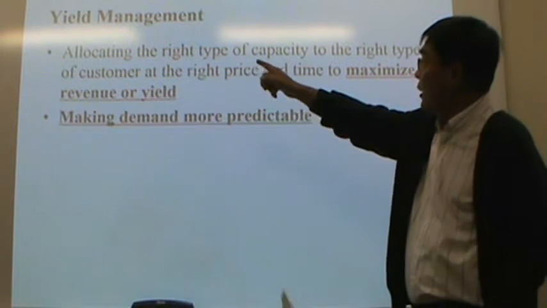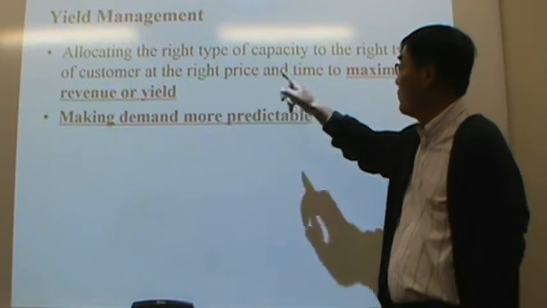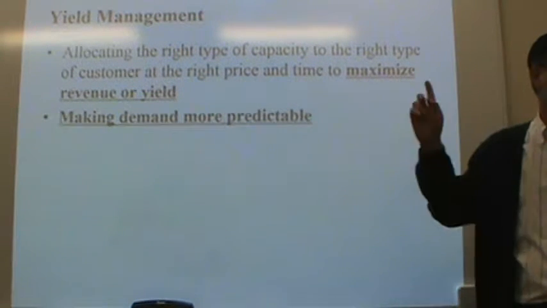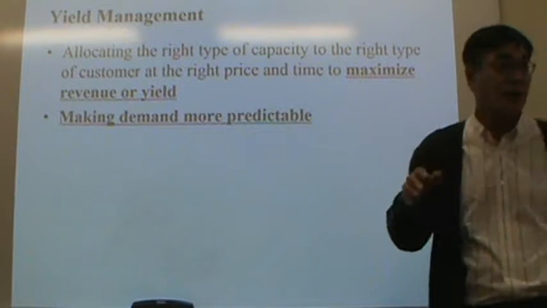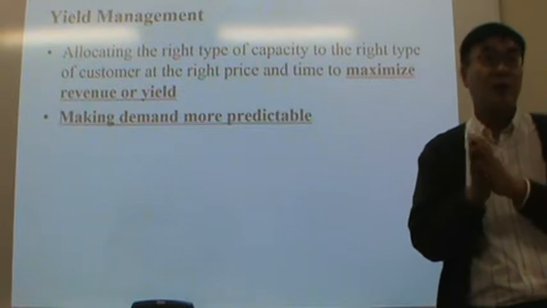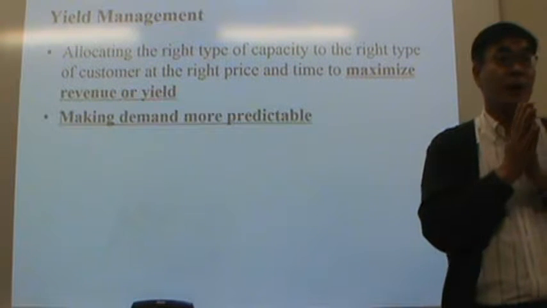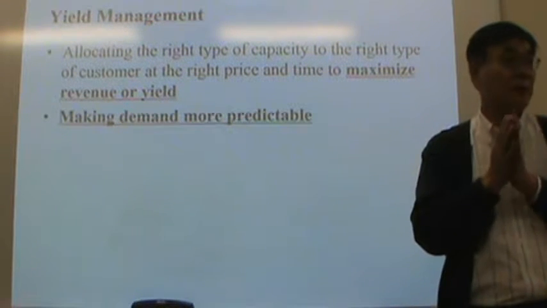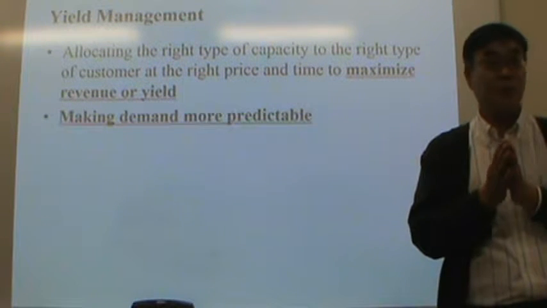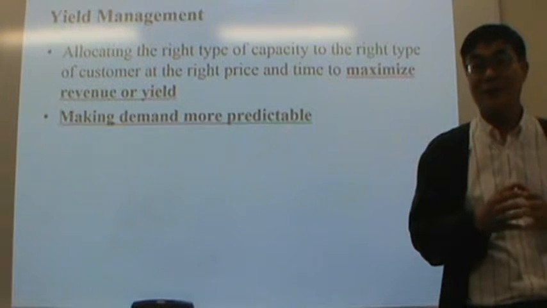Now, allocating the right type of capacity to the right type of customer at the right price and time to maximize revenue or yield. This is yield management. Examples are early bird special, from some time earlier. Another example, when you buy an airline ticket, if you buy earlier, it's very cheap. If you buy same day, very, very expensive, right?